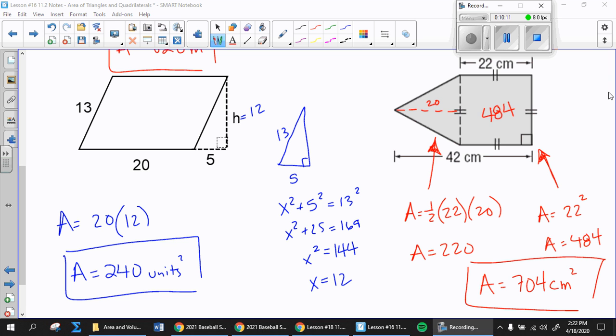Okay, go ahead and check your answers here. On the first one, you have to use Pythagorean theorem to find the height, and then it's simply base 20 times height 12. Second one, we need to section it off into a square and a triangle. The square, all the sides are the same, so it's 22 squared, or 22 times 22. The triangle, I took 42 minus 22 to get the height of 20. So then it's base, which is 22, times height, which is 20, and divide that by 2.